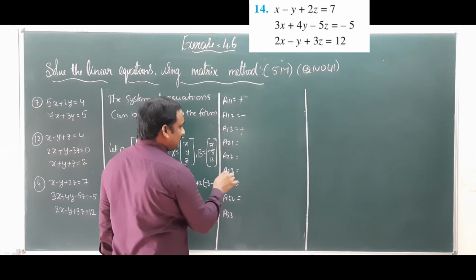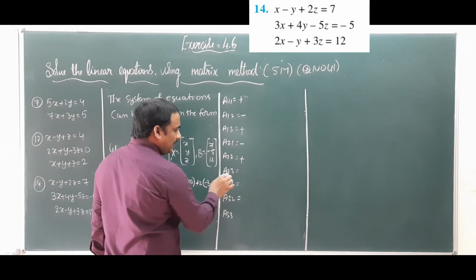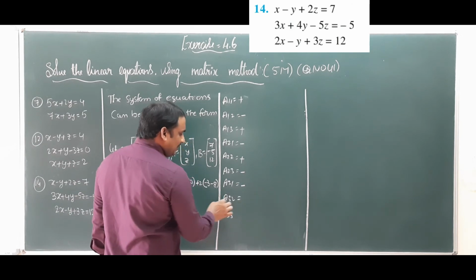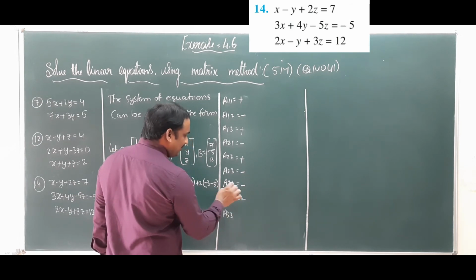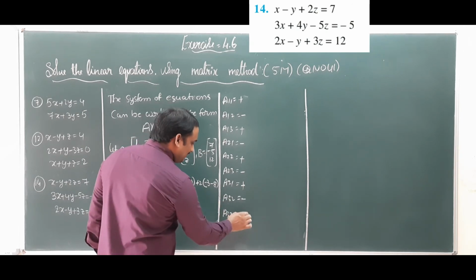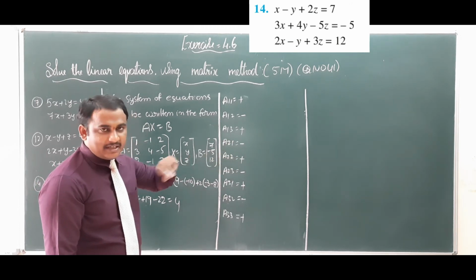1 plus 3, even, plus. 2 plus 1, odd, minus. 2 plus 2, even, plus. 2 plus 3, odd, minus. 3 plus 1, even, plus. 3 plus 2, odd, minus. 3 plus 3, even, plus. These signs are important. If any one sign is missing, you will not get the correct answer.